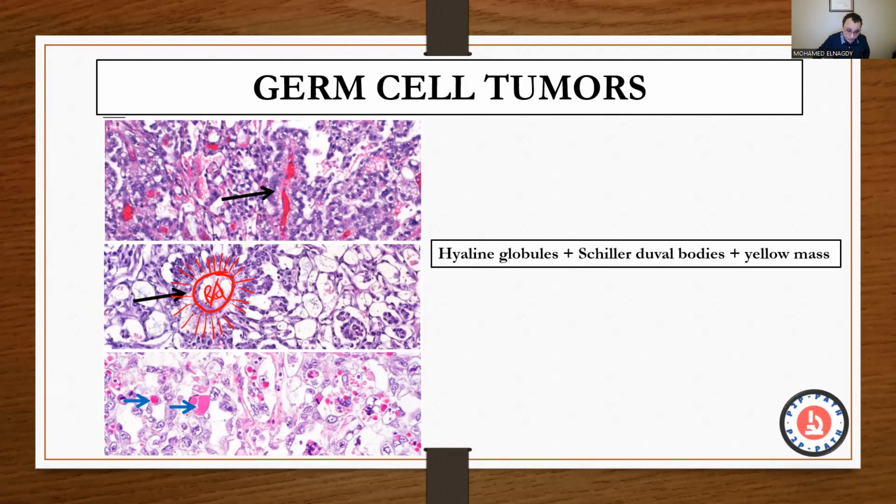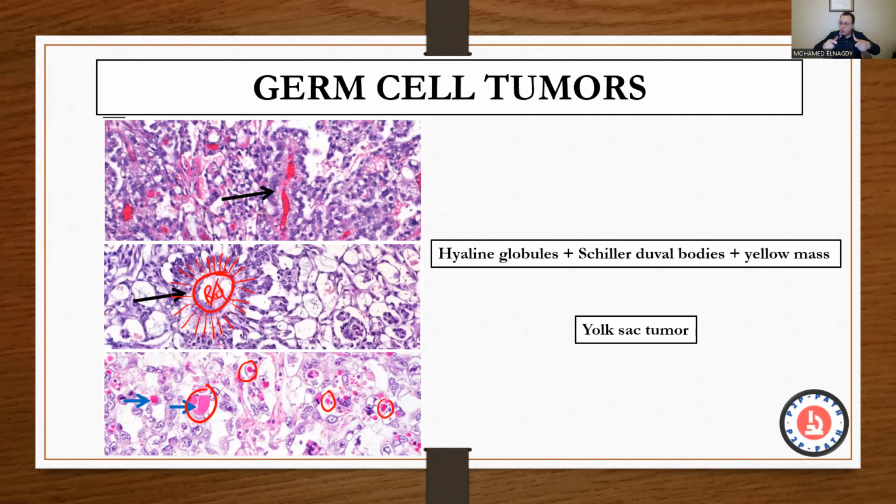And the other thing which is characteristic of this tumor are these hyaline globules. These hyaline globules actually are alpha-fetoprotein, because the cells of this tumor secrete alpha-fetoprotein. So this alpha-fetoprotein will form these hyaline globules inside the tumor, which you see here as pink eosinophilic material there. So you see the hyaline globules, and you see the Schiller-Duval bodies, and then you see the mass is always yellowish in color. It's like the egg yolk.